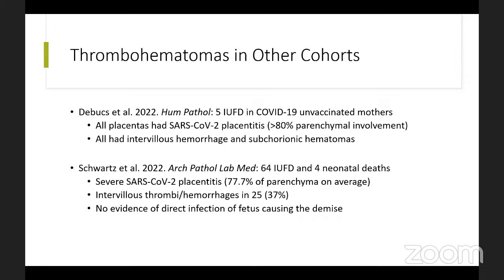And then Schwartz et al. in 2022 looked at 64 intrauterine fetal demises and 4 neonatal deaths, and they found SARS-CoV-2 placentitis that was, again, denoted as severe because 77.7% of the parenchyma on average had been affected. And in their cases, 25 were noted by path reports to have intervillous thrombi, which again is not the same thing necessarily as a thrombohematoma, but this term was used interchangeably with hemorrhages in the paper, and ultimately hints again that thrombohematomas may have some role in demise.